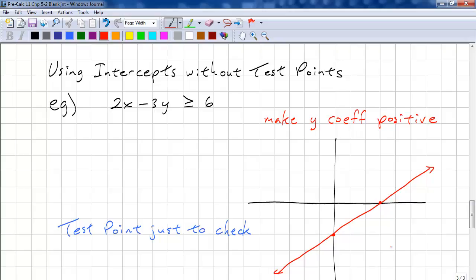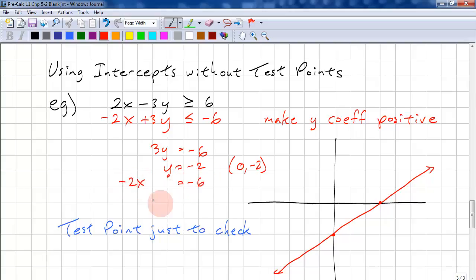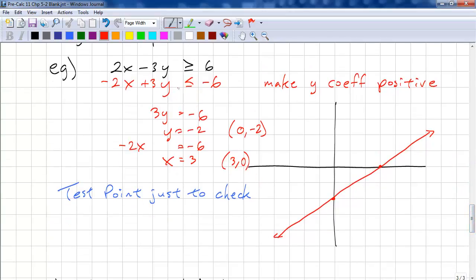And on to our last method. We can use intercepts without using test points. All we have to do is make the y coefficient positive. This is negative, so we multiply everything by negative 1. And we flip the sign. And we plug in our zeros to get intercepts. So 3y equals negative 6. So y equals negative 2. And we have 0, negative 2. Then we plug 0 in for y. We get negative 2x equals negative 6. So x equals 3. So we have 3, 0. And we have these points here. We draw the line. And this is less than, so we just shade below.